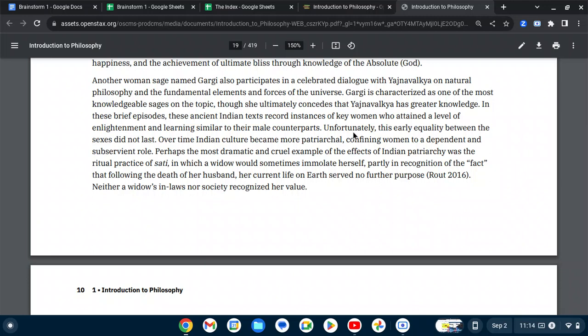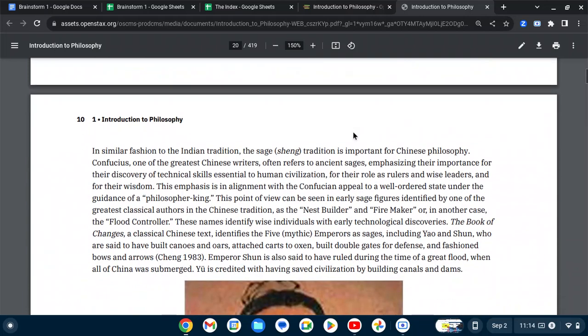Over time, Indian culture became more patriarchal, confining women to a dependent and subservient role. Perhaps the most dramatic and cruel example of the effects of Indian patriarchy was the ritual practice of sati, in which a widow would sometimes immolate herself, partly in recognition of the fact that following the death of her husband, her current life on earth served no further purpose. Neither a widow's in-laws nor society recognized her value.